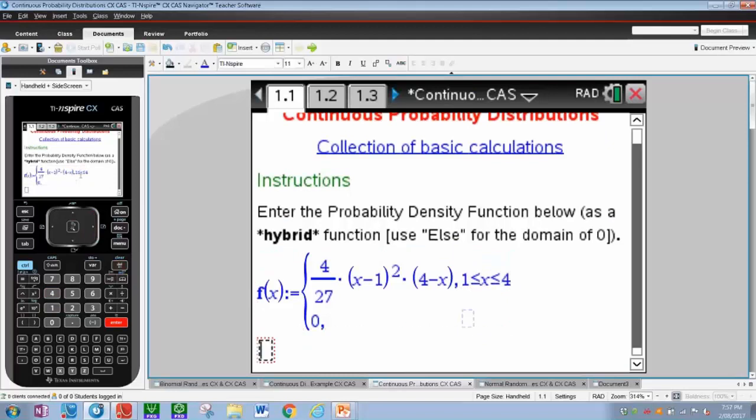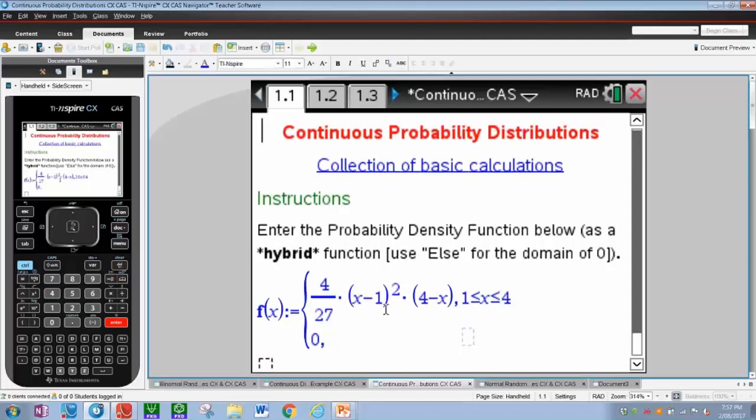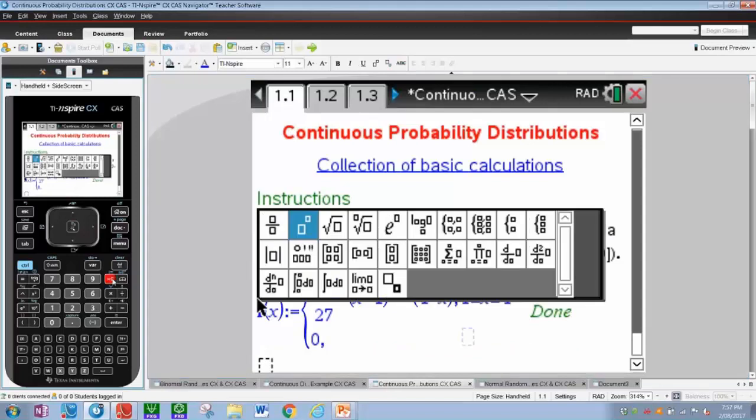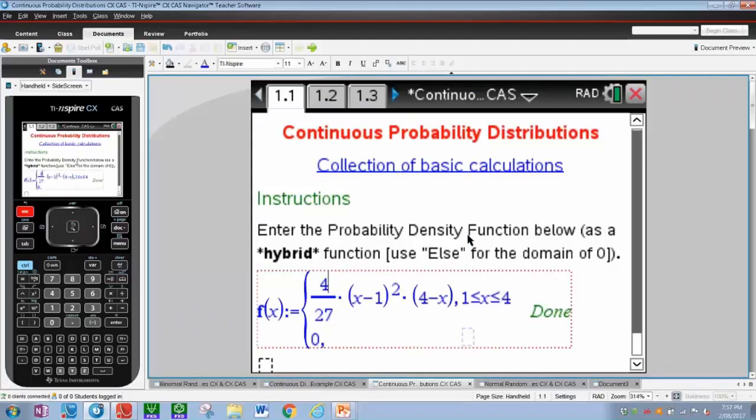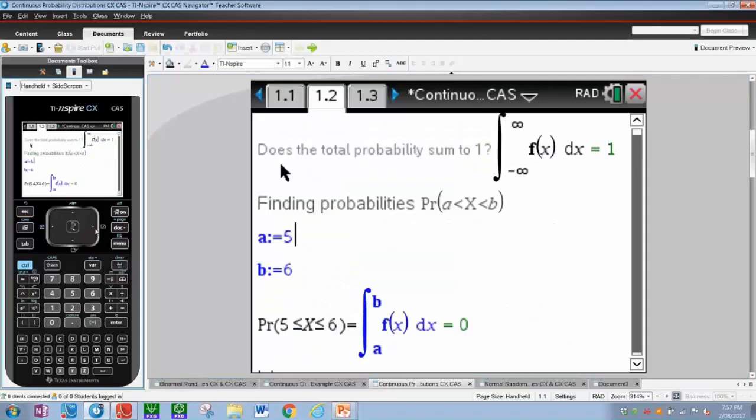So all the student has to do when they see this file, they open it, it opens up to 1.1. They just have to go and change this. If they need to do a 3-set hybrid function, then by all means they can delete this entire thing and then press the template button there, and then they can use the 3-set hybrid function there. So that's certainly an option. But this particular example, as with most continuous distributions, we only need a two-set hybrid function. So once I've got that sitting there, then we can start moving through the different pages.